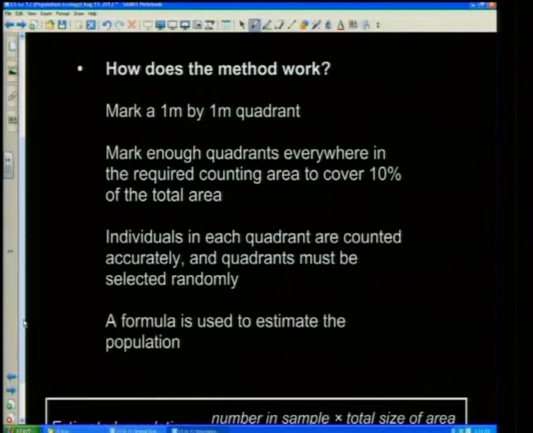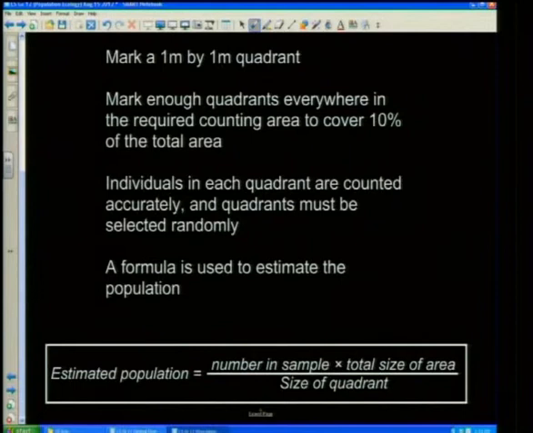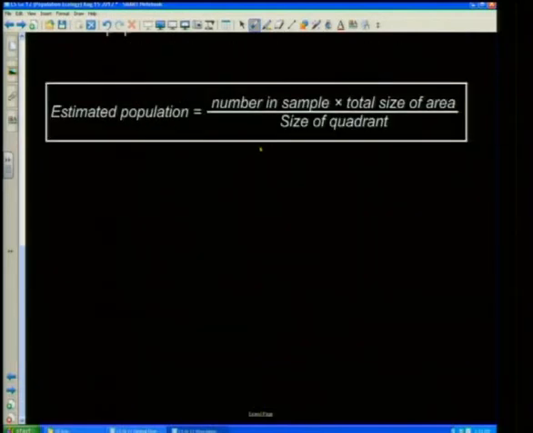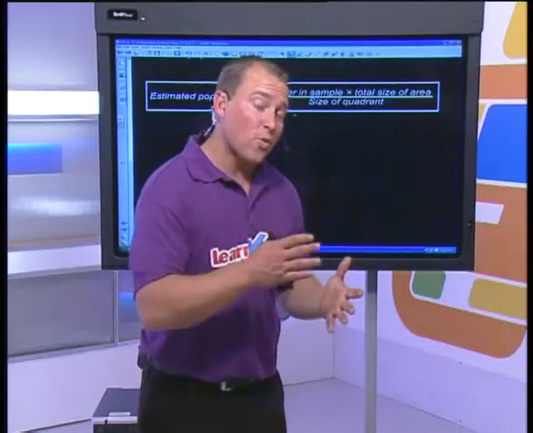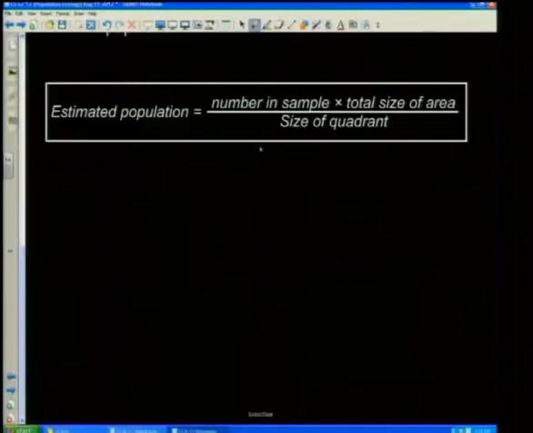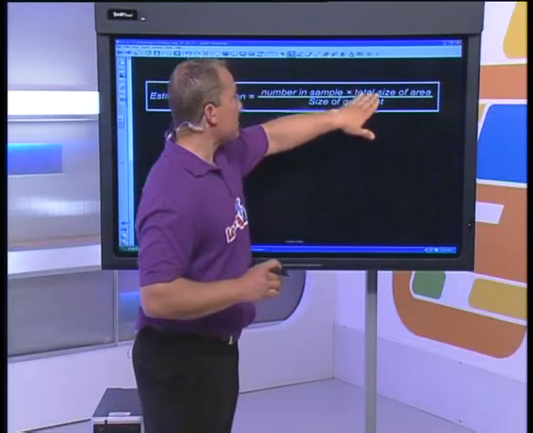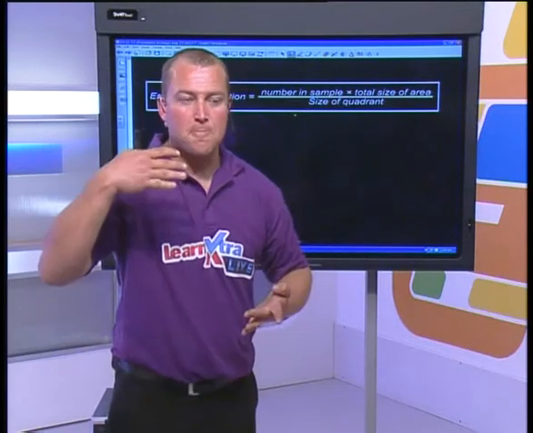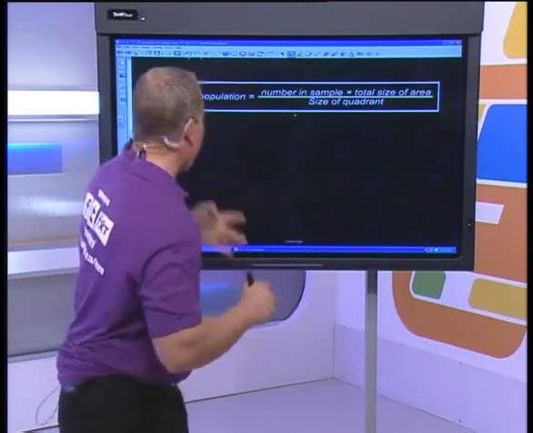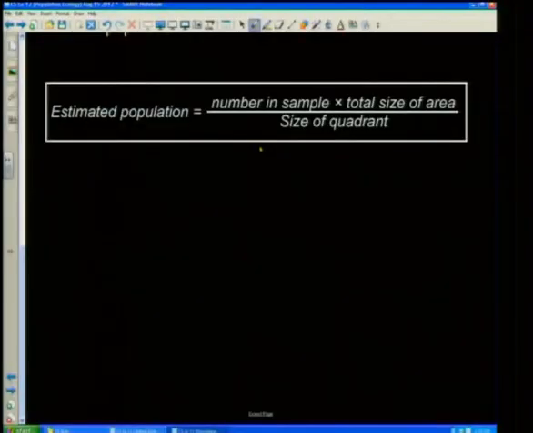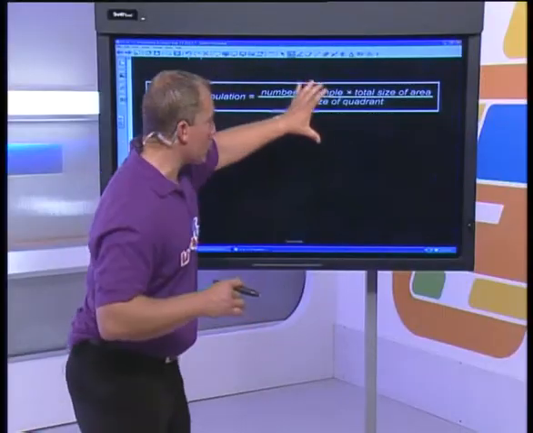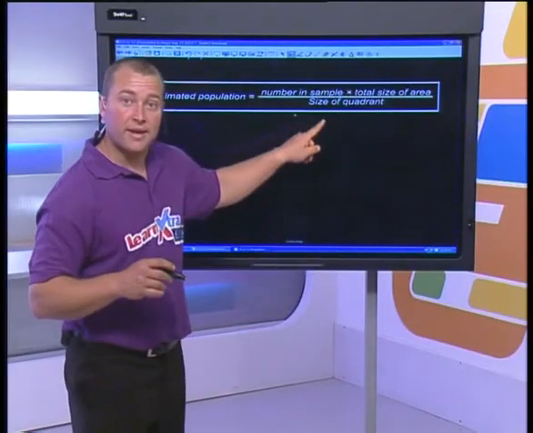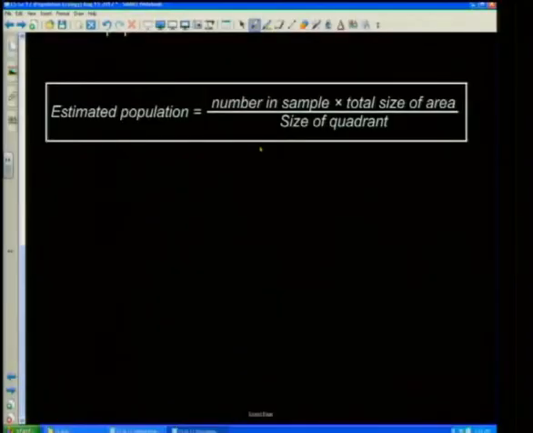So this is the sum we actually look at. It's an easy sum. Estimate population size, or EP. You'll notice on my other ones I use EP. Estimated population size is the number in the sample, so how many you counted, times the total size of the area, so the size of your yard. Normally it's about 90 square meters or whatever. Then divided by the size of the quadrant. So if we took 10% of it, we work them all together, and that is the answer. I hope you've written that down. It's a very good thing to do. You need to remember it off by heart.